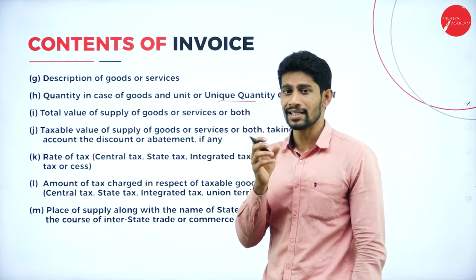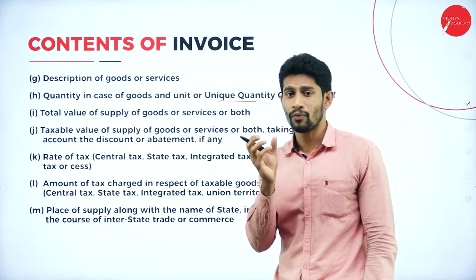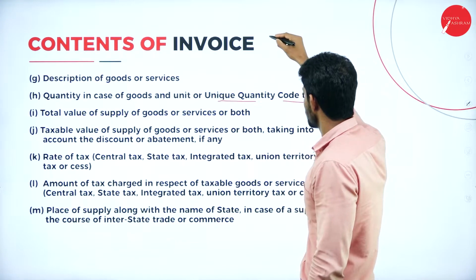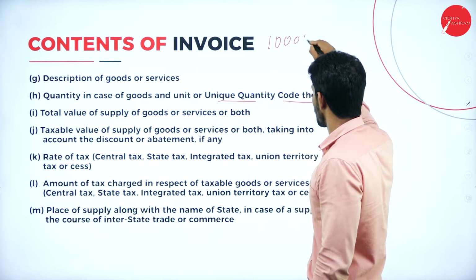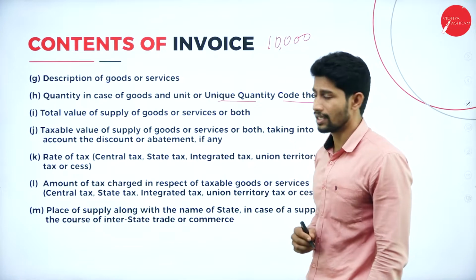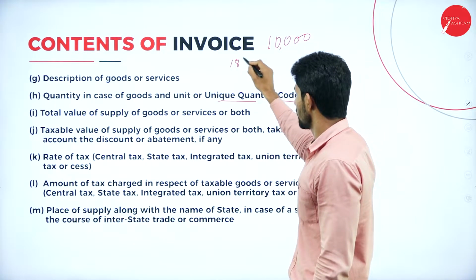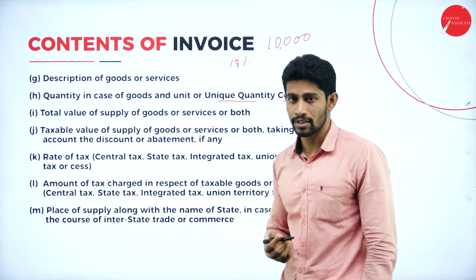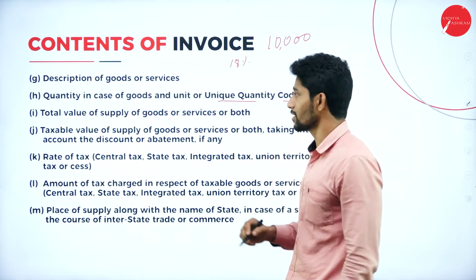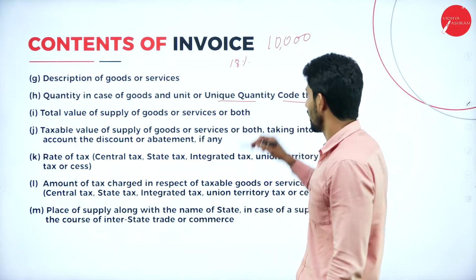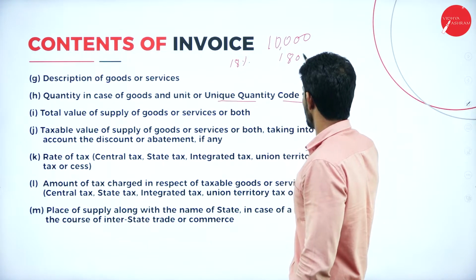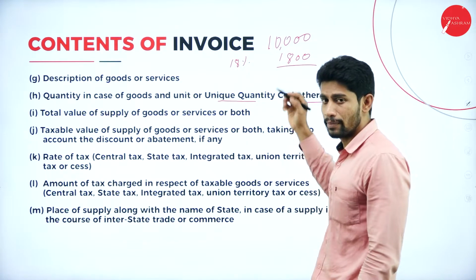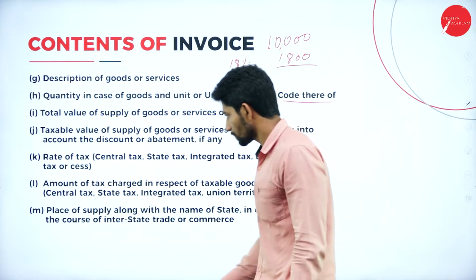If the rate of tax is 18%, then what will be the value for 18%? Like say we are selling goods worth rupees 10,000. The total value of goods is 10,000 and the rate of tax applicable is 18%. So now what is the value of 18%? 10,000 into 18%, you will get 1,800. So this is the value of tax, 1,800. This will be mentioned in the invoice.